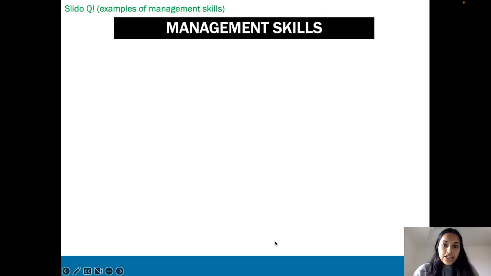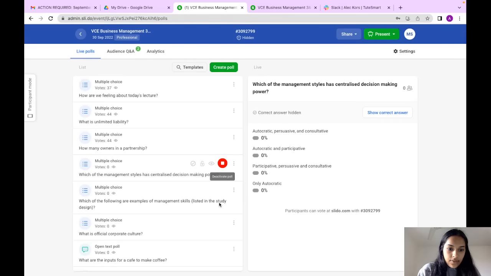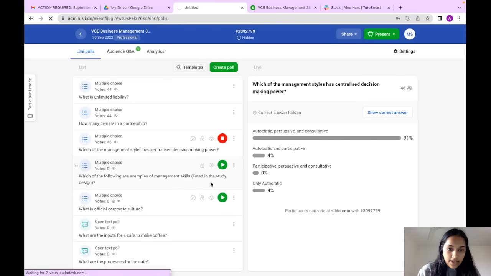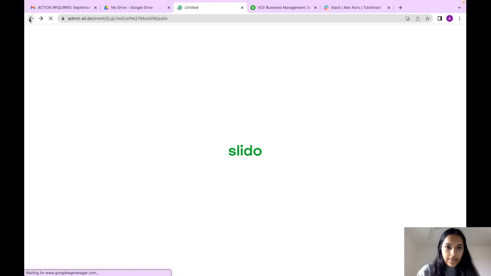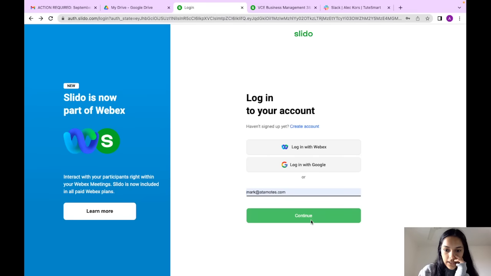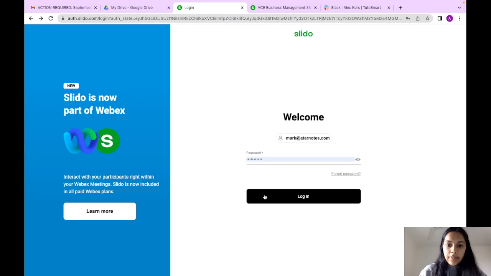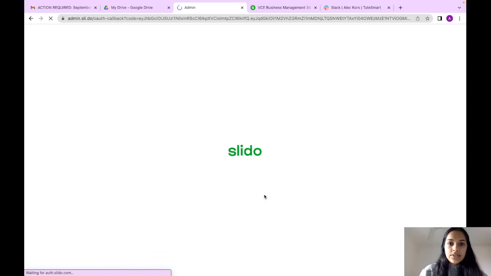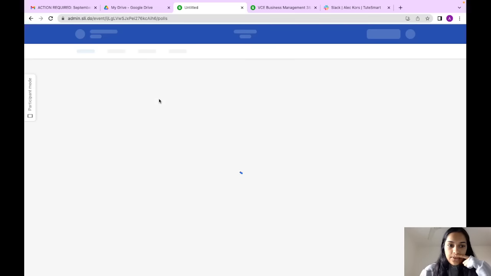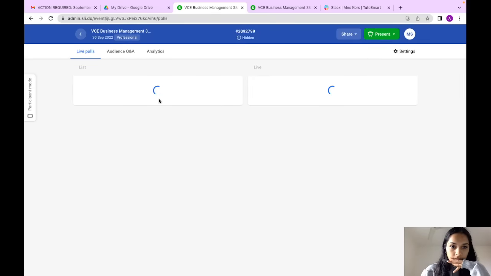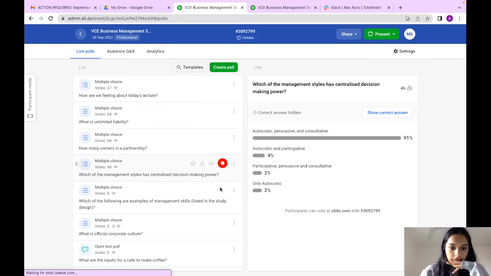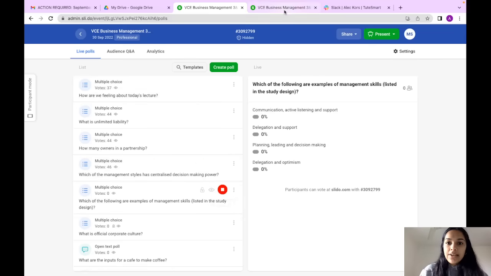Cool. All right, management skills. So we have a Slido question for this. Just going back to the Slido question, have a think about the different management skills that there are in the study design. Hopefully this works. I can get the Slido back up. Yep, this should be the Slido up now.